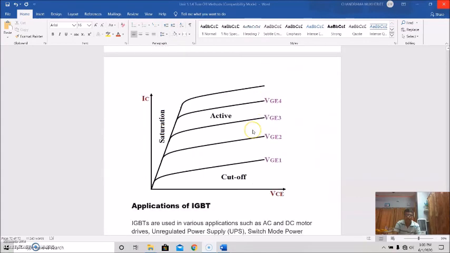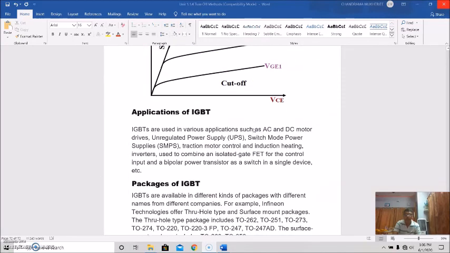Now, applications of IGBT. IGBTs are used in various applications. I told you: AC and DC motor drives, uninterruptible power supplies, switch mode power supplies, traction motor control, inverters. They are used to combine an isolated gate FET control input and a bipolar output switch in a single device. So these are some applications, and there are many more.